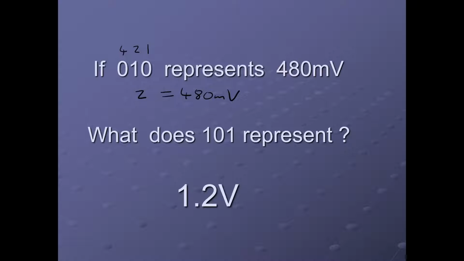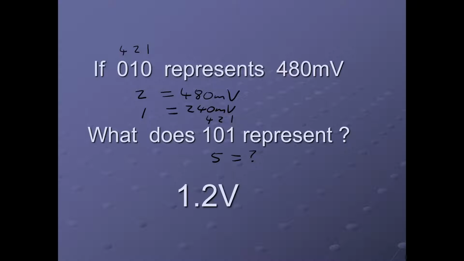So what's this then? Again, that column represents ones, twos, and fours. So this number 101 in binary is 5 decimal. So the question is, what voltage does it represent? Well, 2 here represented 480 millivolts. So I have to assume that 1 would be 240 millivolts, because if 2 is 480, then 1 is going to be half that value, 240 millivolts.